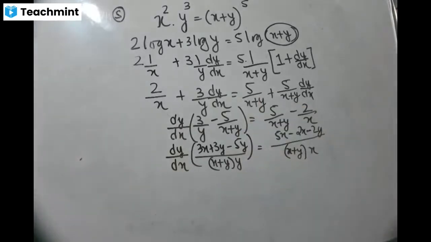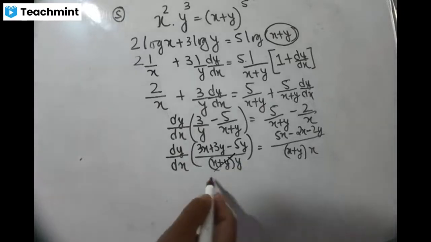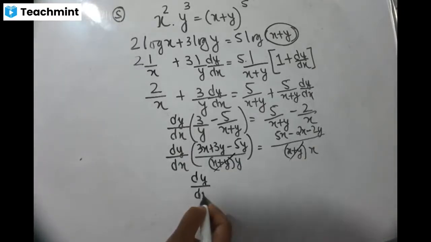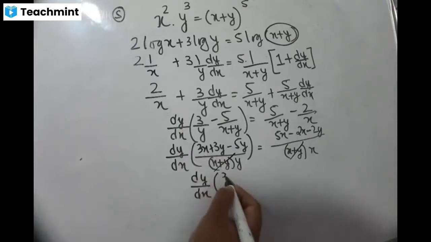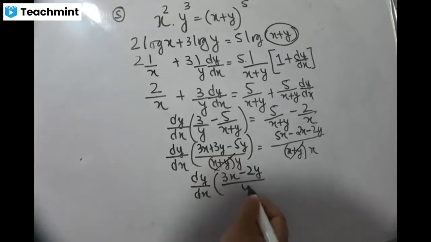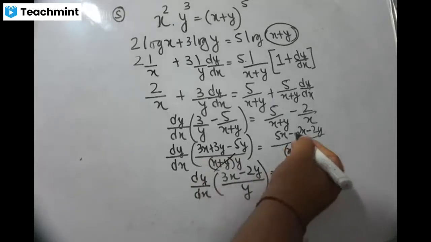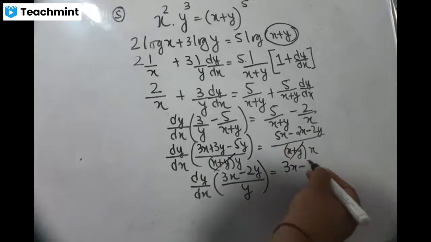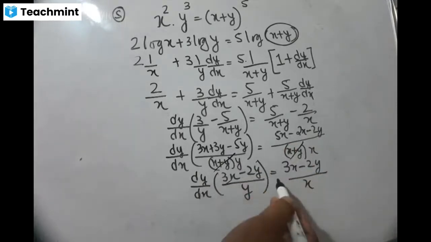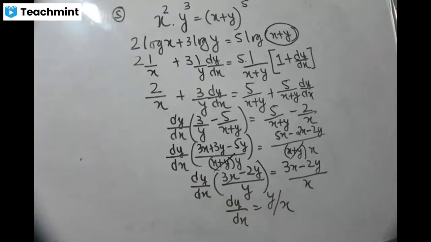Okay, so now we are about to complete this. So see, x plus y and x plus y get cancelled. So we are left with dy by dx, open bracket, 3x plus 3y minus 5y will give you minus 2y divided by y, is equal to 5x minus 2x will give you 3x minus 2y divided by x. So see, 3x minus 2y and 3x minus 2y get cancelled. So what is the value of dy by dx? y goes up and x is left in the denominator. So the value of dy by dx is y by x.